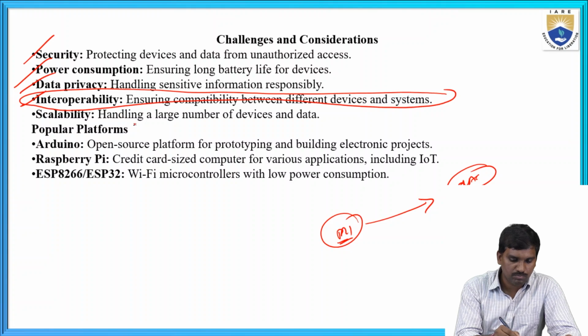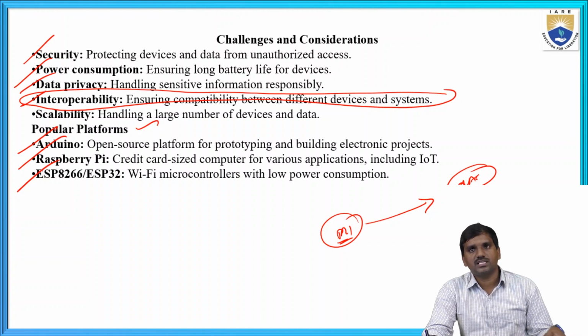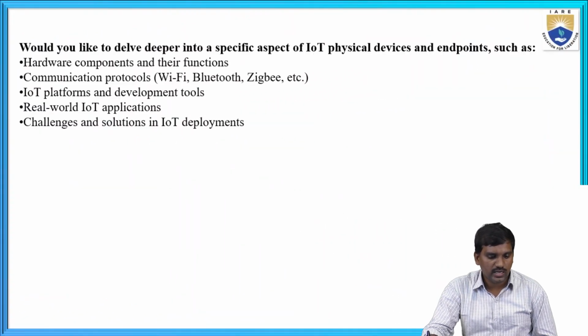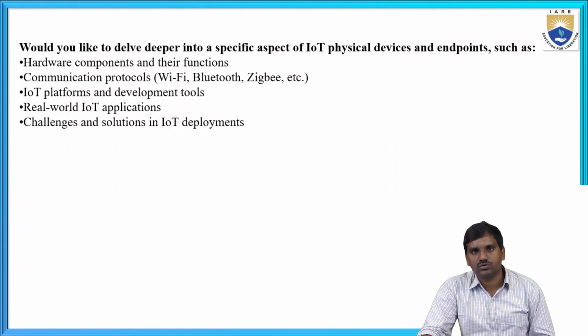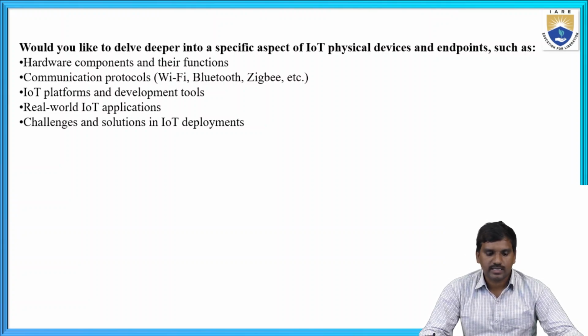Scalability and popular platforms: Arduino, Raspberry Pi, and ESP8266 platforms. These are some challenges and considerations to install or develop an IoT application. Next, would you like to delve deeper into a specific aspect of physical devices? There are hardware components, communication protocols, IoT platforms and development tools, real-world IoT applications, and challenges and solutions in IoT development. So these are the topics I'm going to explain here.